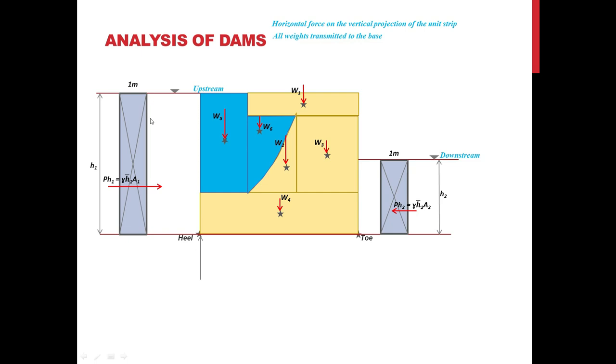So the pressure is measured by gamma H, gamma H1, and gamma H2. So we have lesser value for the pressure at the toe since it has lower head compared to the upstream portion. So notice that we will have here a trapezoidal pressure that will be developed on the base of the dam.